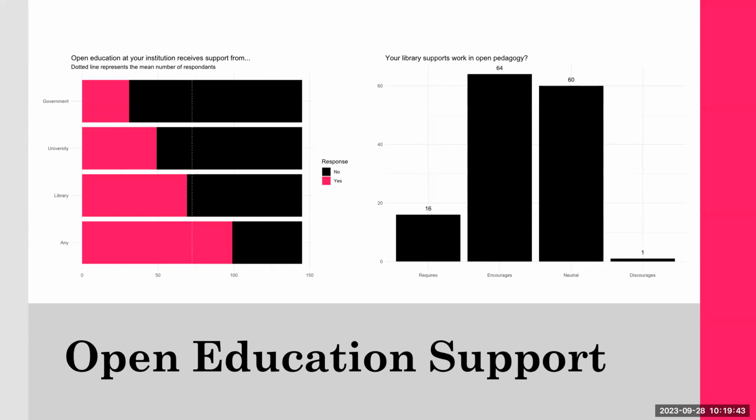When looking at support for their own work in open pedagogy specifically, only 1% said their library discouraged it, although 43% said their library was neutral. That means 57% of libraries actively support work in open pedagogy in some way, with some saying it's a requirement of their role.